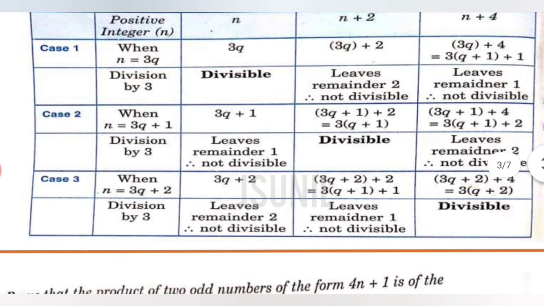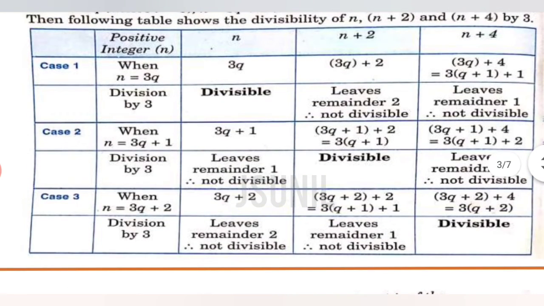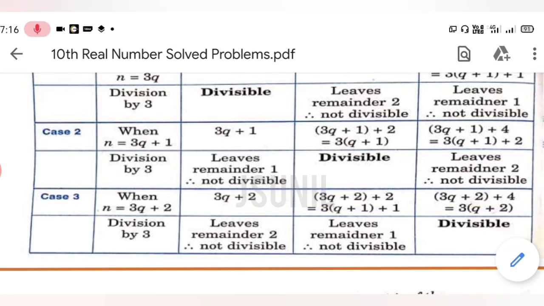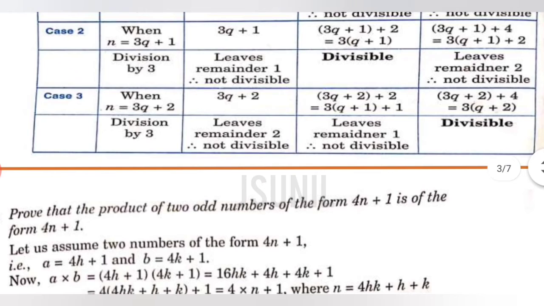Now we take value of n as 3q plus 2 and put the value in n plus 2 and n plus 4. Again we get 3q plus 2, that is not divisible by 3. n plus 2 is 3q plus 4, which is 3 under bracket q plus 1 plus 1. Since remainder is 1, it is not divisible by 3. But when we put the value of n as 3q plus 2 in n plus 4, we get 3q plus 6, it means it is divisible by 3. Now we move to the next question.